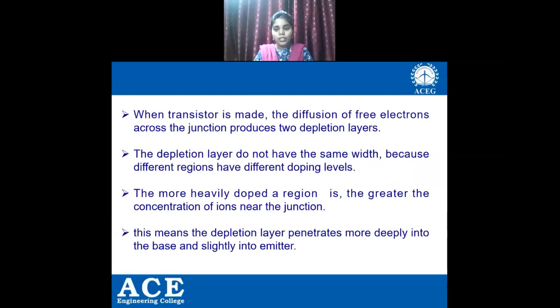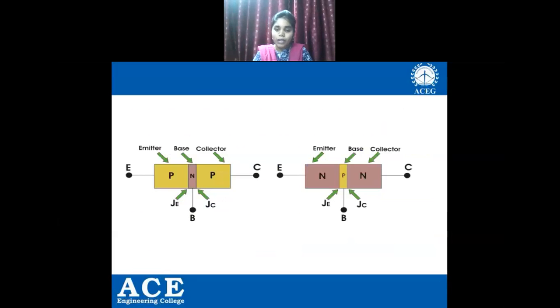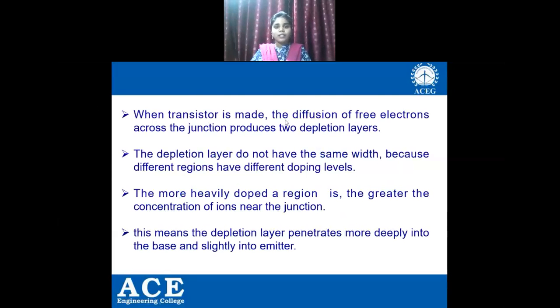Now in our construction details we are going to see, when a transistor is made, just now we have studied, right? We have different electrical and physical properties that we are going to see now. Clear in this slide. When a transistor is made, the diffusion of free electrons across the junction produces two depletion layers. Yes, we know, we have seen. The depletion layers do not have the same width, right? Physical property, because different regions have different doping levels, right? Here the doping levels are different and the widths of the depletion layers are also different.